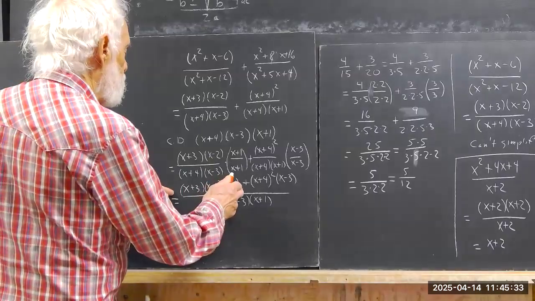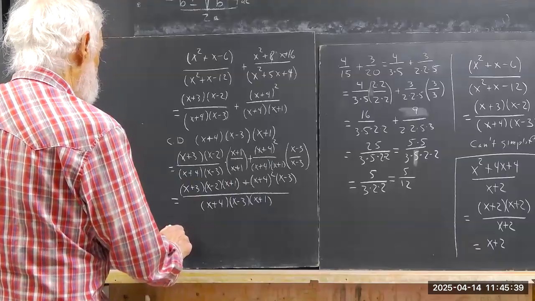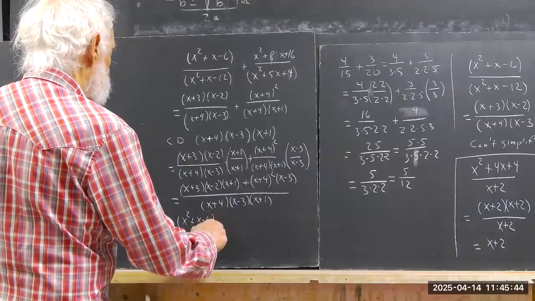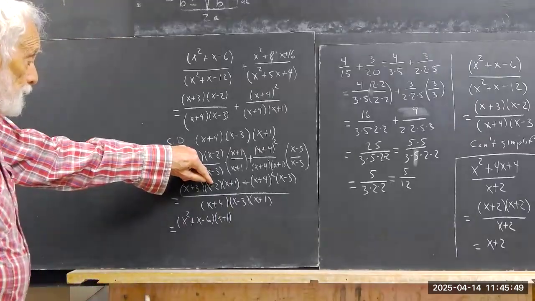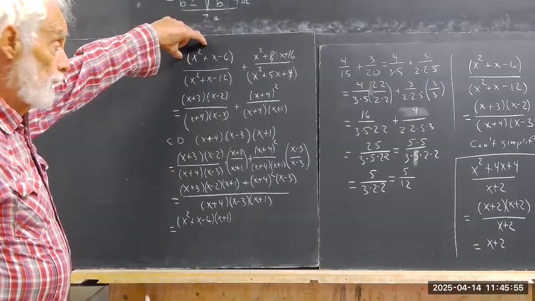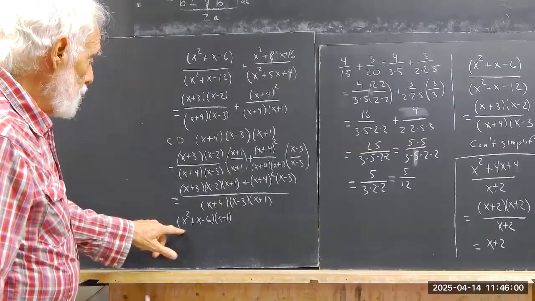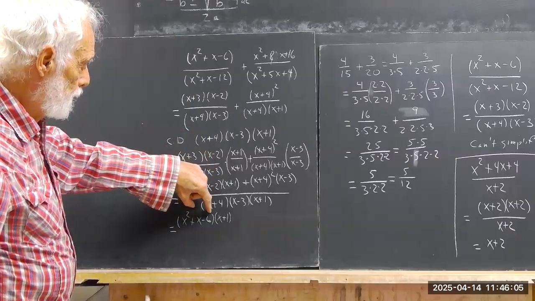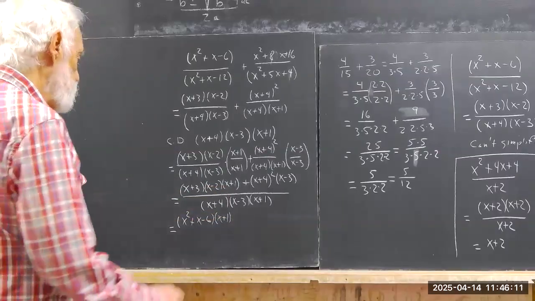Now, the first term in my numerator is x plus 3 times x minus 2 times x plus 1. Well, that's the same as x squared plus x minus 6 times x plus 1, because the x plus 3 times x minus 2 is just the factored form of the numerator of my original rational expression, which is x squared plus x minus 6. So I multiply back the x plus 3 times x minus 2, I get the x squared plus x minus 6, which is multiplied by the x plus 1.